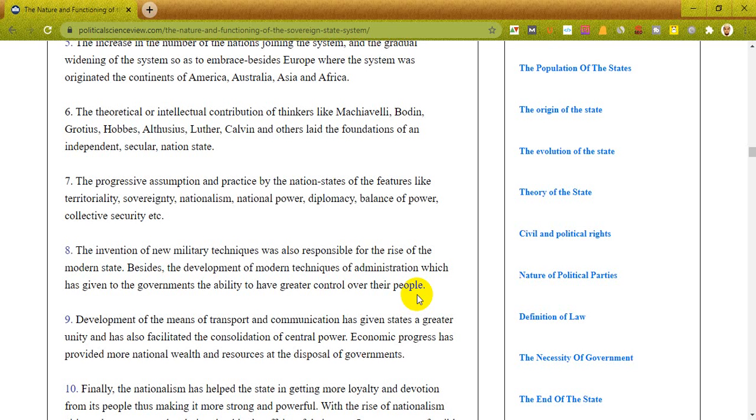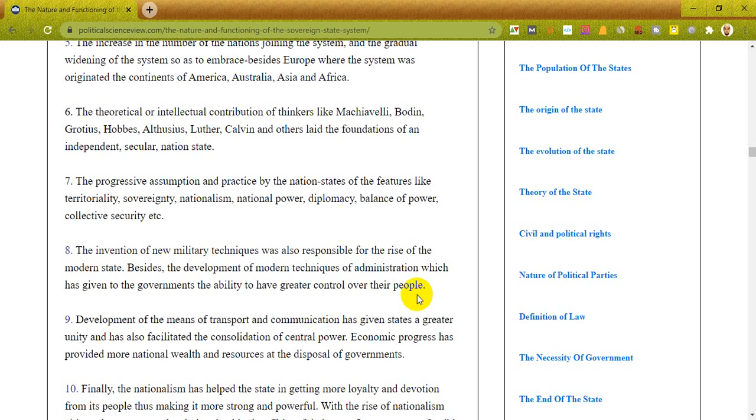7. The progressive assumption and practice by the nation-states of the features like territoriality, sovereignty, nationalism, national power, diplomacy, balance of power, collective security, etc. 8. The invention of new military techniques was also responsible for the rise of the modern state. Besides, the development of modern techniques of administration, which has given to the governments the ability to have greater control over their people. 9. Development of the means of transport and communication has given states a greater unity, and has also facilitated the consolidation of central power.